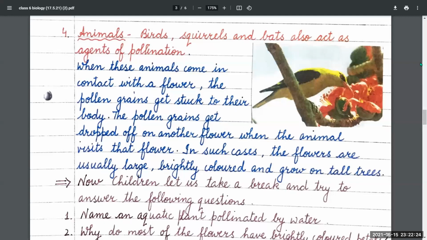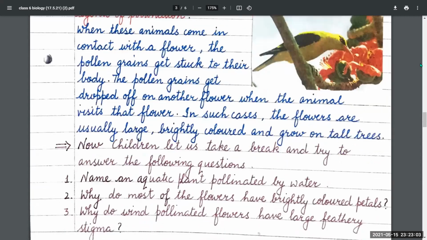Birds, squirrels, and bats also act as agents of pollination. When these animals come in contact with the flower, the pollen grains get stuck to their body. The pollen grains get dropped off on another flower when the animal visits that flower. In such cases, the flowers are usually large, brightly colored, and grow on tall trees.